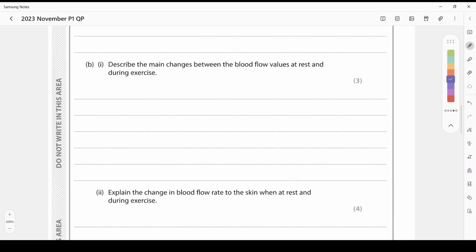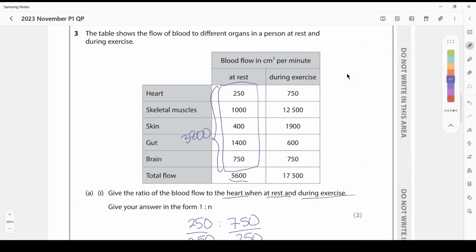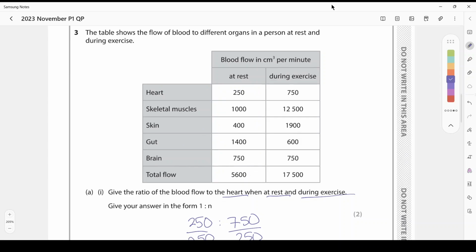Okay, describe the main changes between the blood flow values at rest and during exercise. So this question is asking us to describe. So what do we see between the rest and exercise values? Let's just erase this. So some of the major changes that stood out is, number 1 here, the total blood flow, right? It's almost around like 3 times as much of an increase.